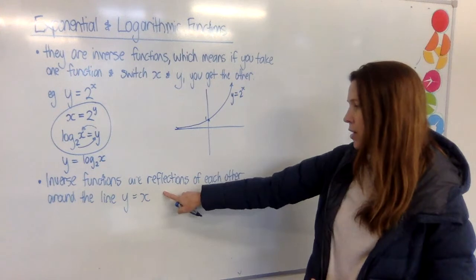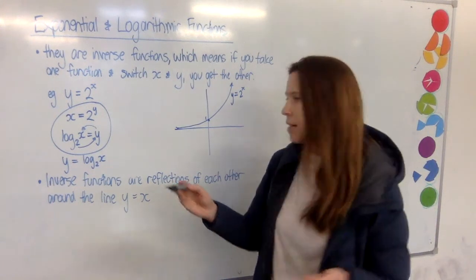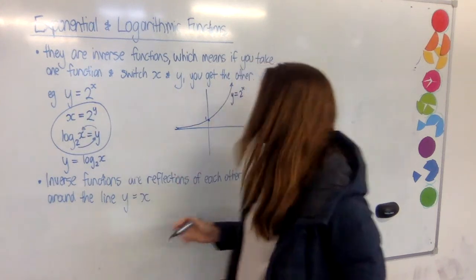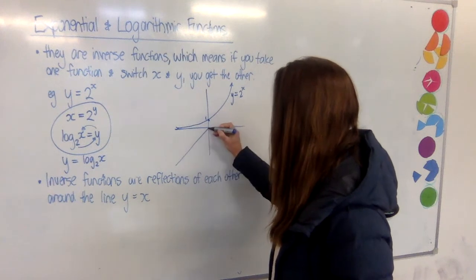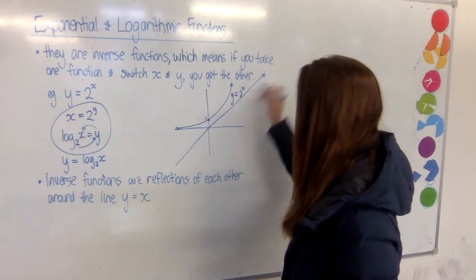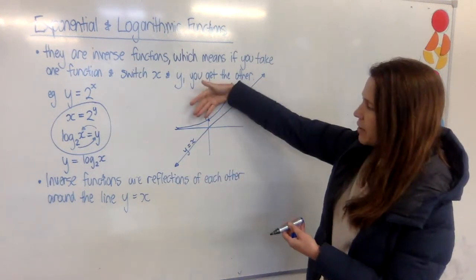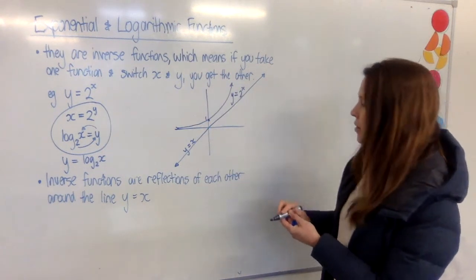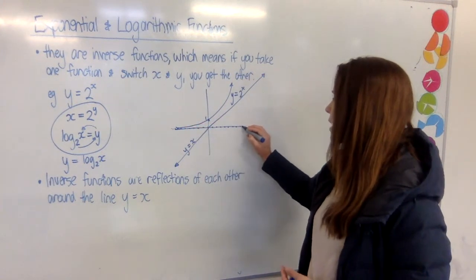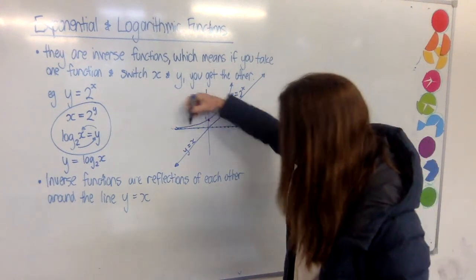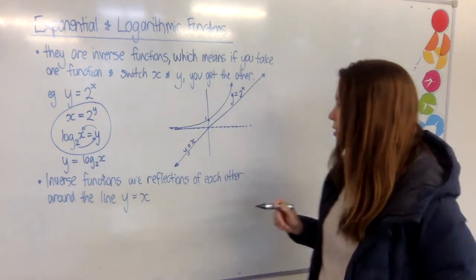Now, inverse functions are reflections of each other around the line y equals x. And that's because really the x and the y are just swapped. So the line y equals x goes through the origin and it has that 45-degree angle, a gradient of 1. So if we were going to reflect this curve around the axis, another attribute that we should have written on this one is the fact that it has an asymptote on the x-axis. It gets closer and closer to the x-axis as x gets really small, but it never actually reaches it.